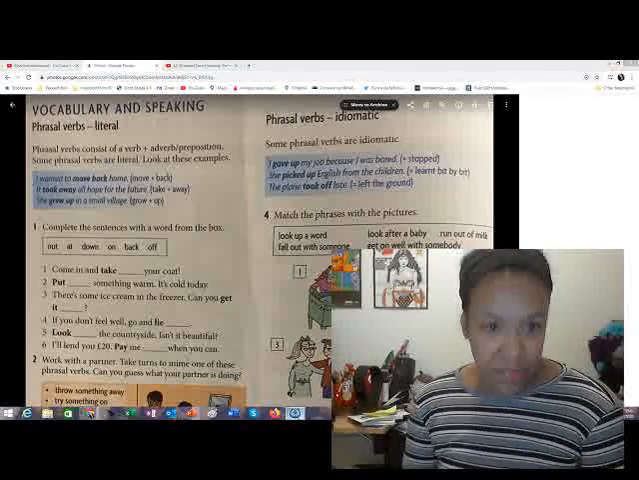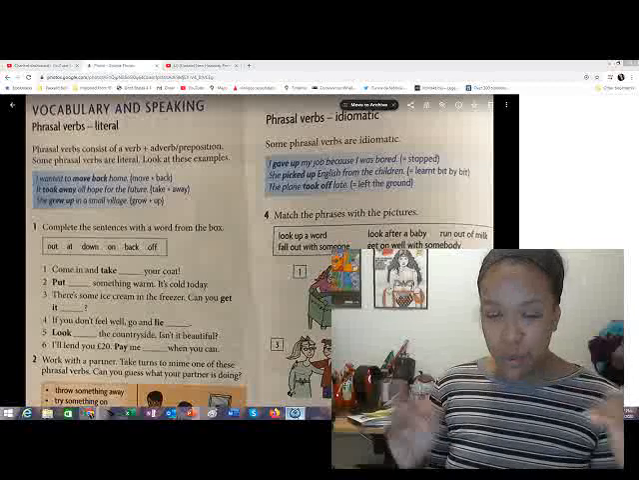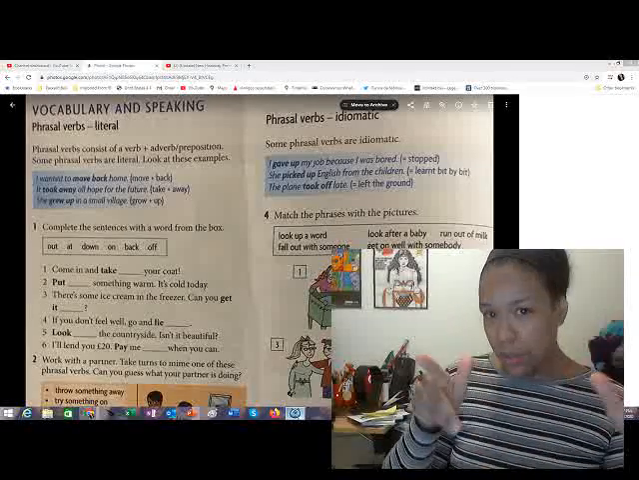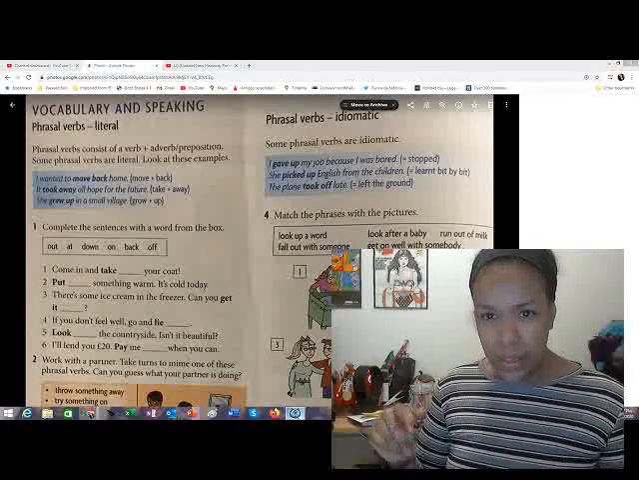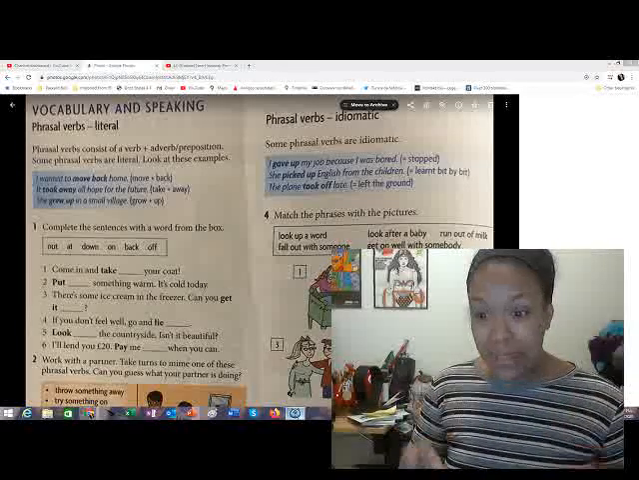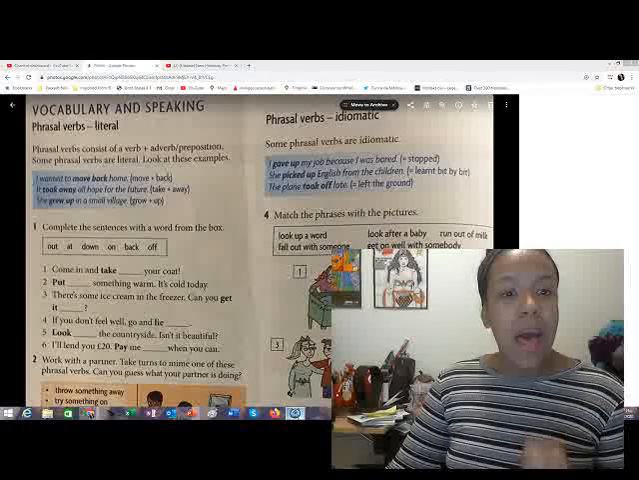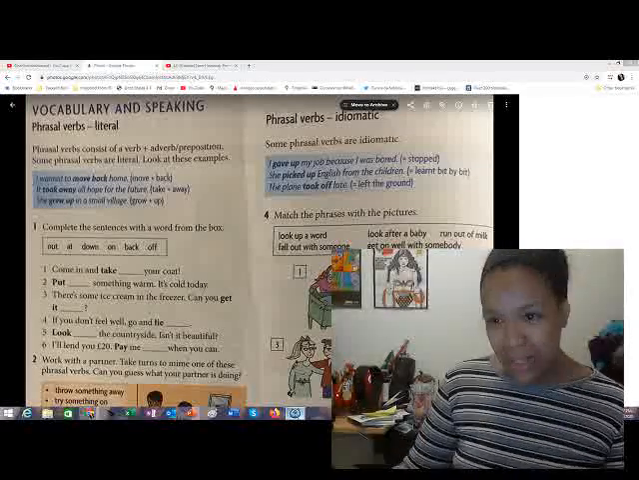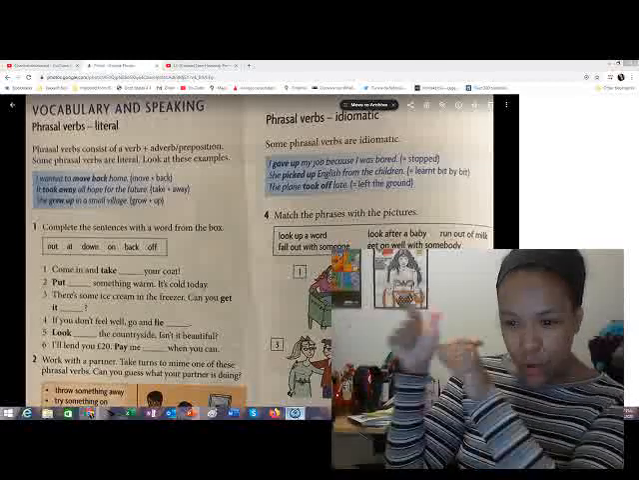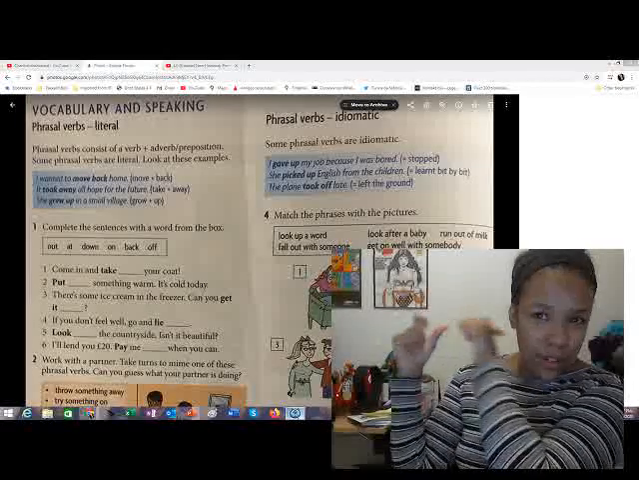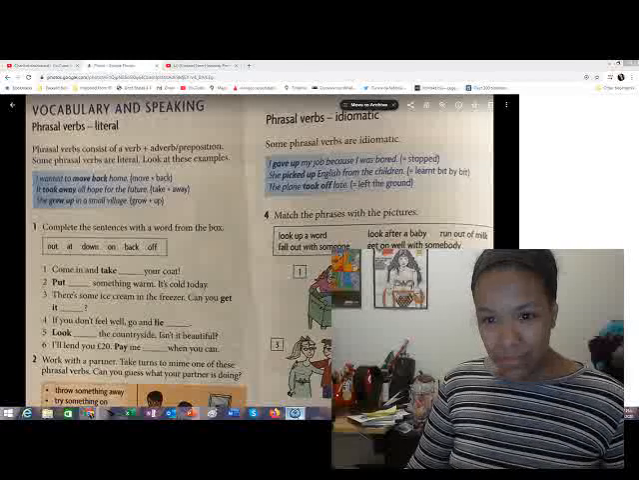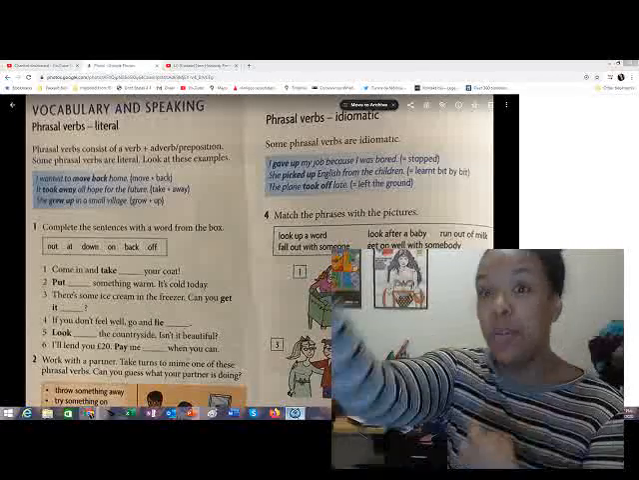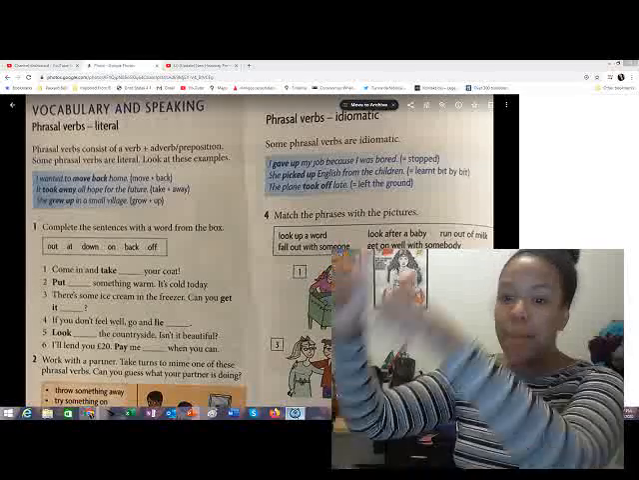Phrasal verbs consist of a verb plus adverb or preposition. Some phrasal verbs are literal. Like I said to you, they mean exactly what they seem to mean. I wanted to move back home. Move back. Move back home. Back where I used to live. Move back. I used to live there. I moved out, and now I'm moving back in.